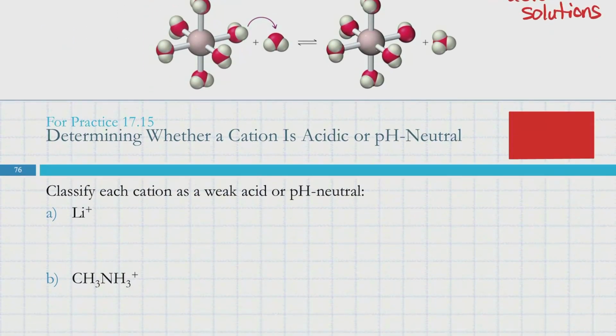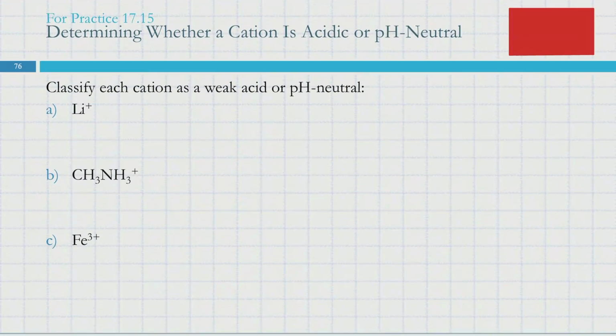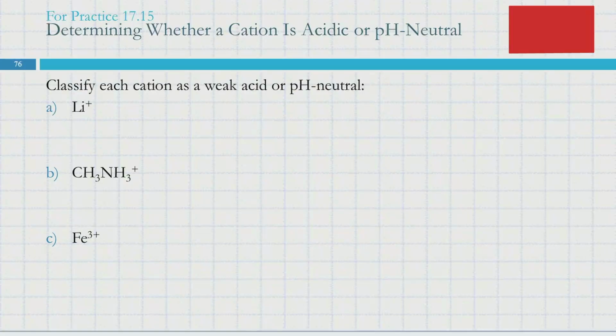All right, knowing what we know, classify each of these cations, positively charged ions, as a weak acid or pH neutral. So again, we're thinking about what sort of base this would have been produced from. Would it be produced from a strong base? Would it be produced from a weak base? Or is it just a small, highly charged metal?